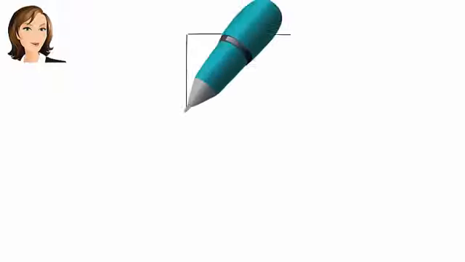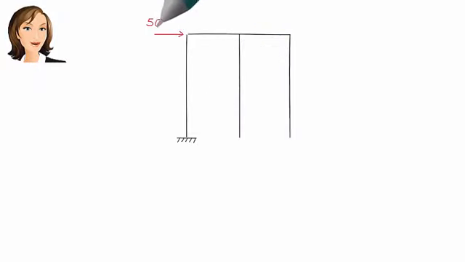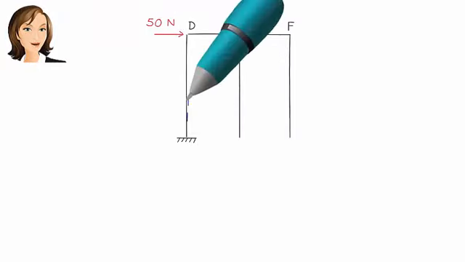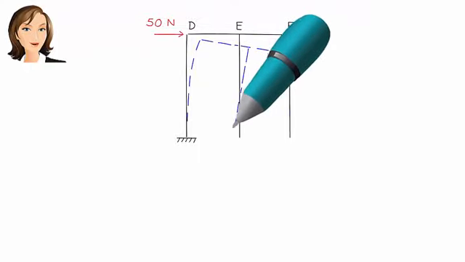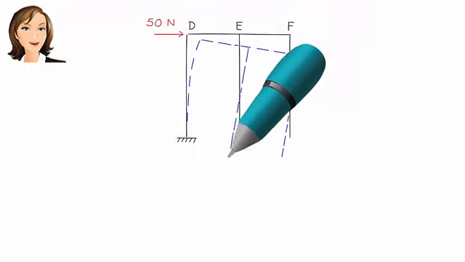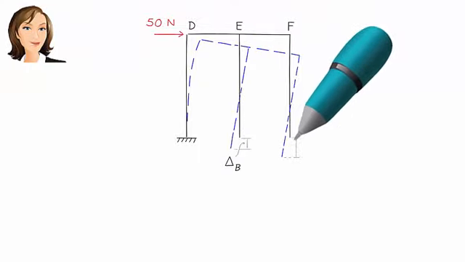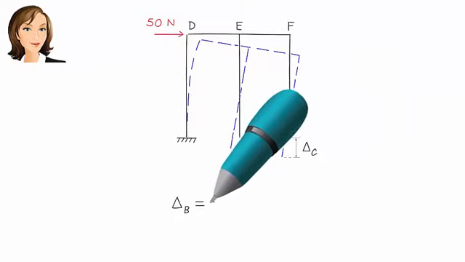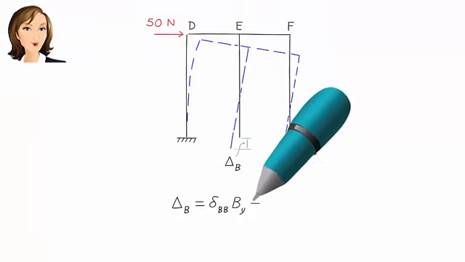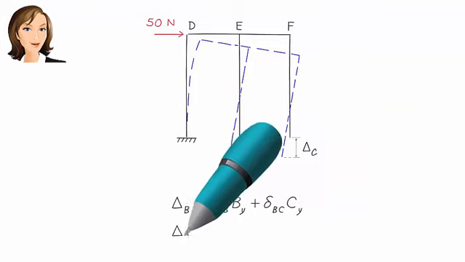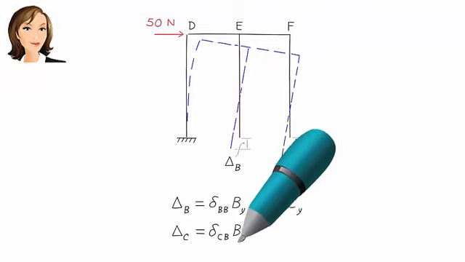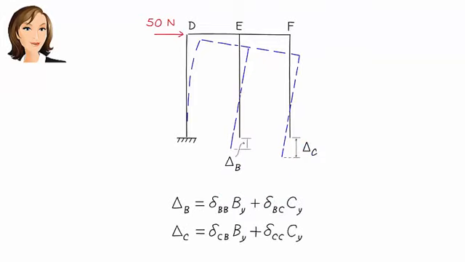After removing the redundant forces, the frame is going to deform like this. We refer to the vertical displacement at B as delta B and call the vertical displacement at C delta C. Then we can write the compatibility equations this way. Now we need to calculate these displacements. Here is how we calculate delta B.